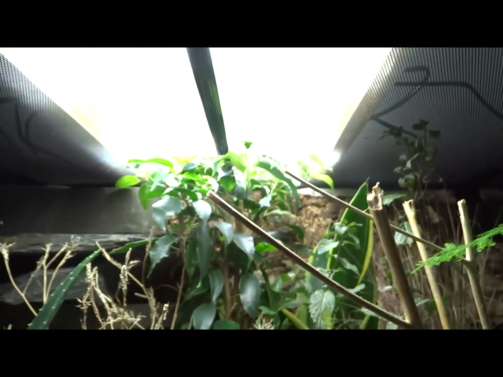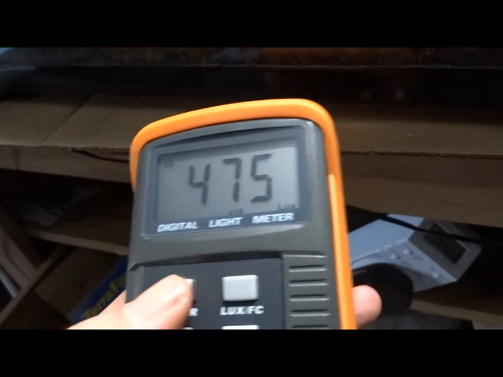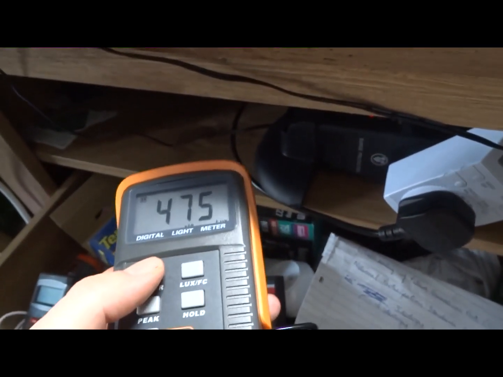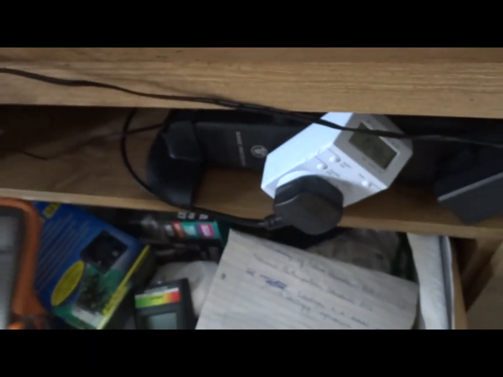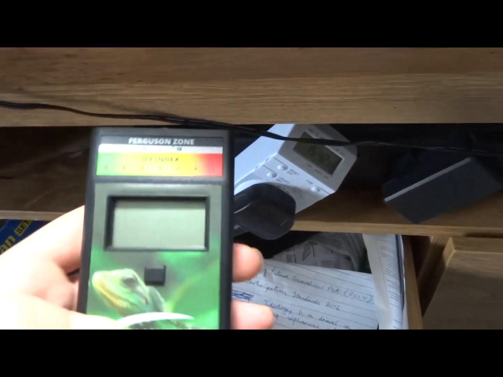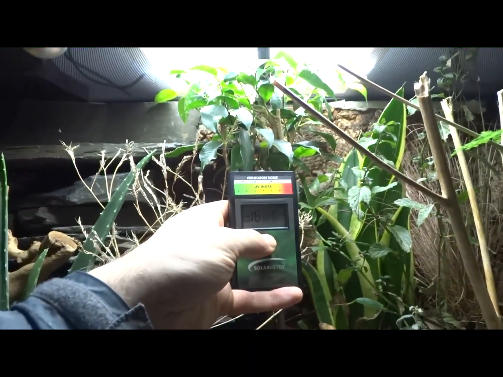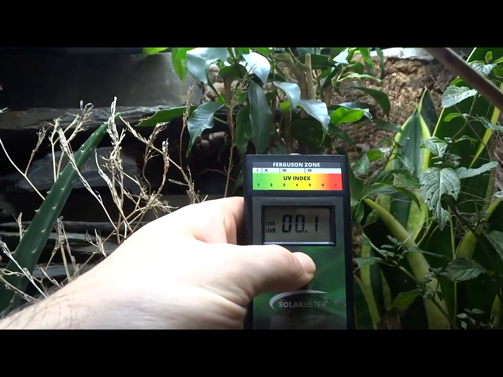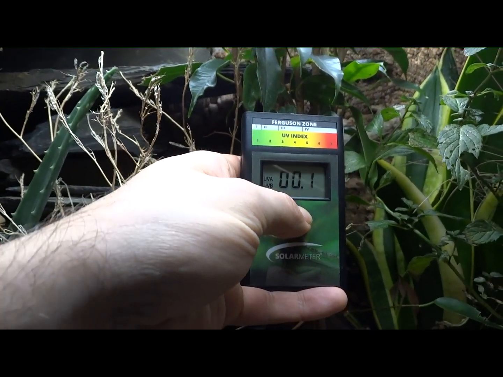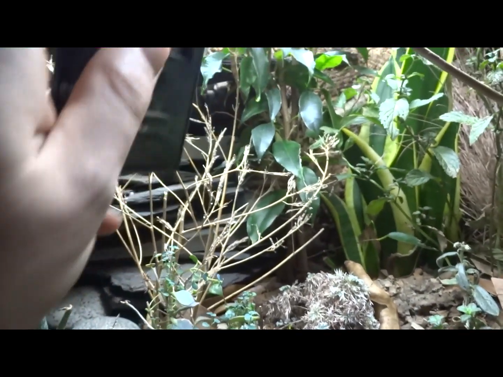Which is fine for this, yeah? So it's still giving off some brightness there, okay? Now let's have a look at the UVB reading. So this is my solar meter. If I place my solar meter at approximately the same distance as I did with the lux meter, I'm getting 0.1. And that's still even with the acrylic.